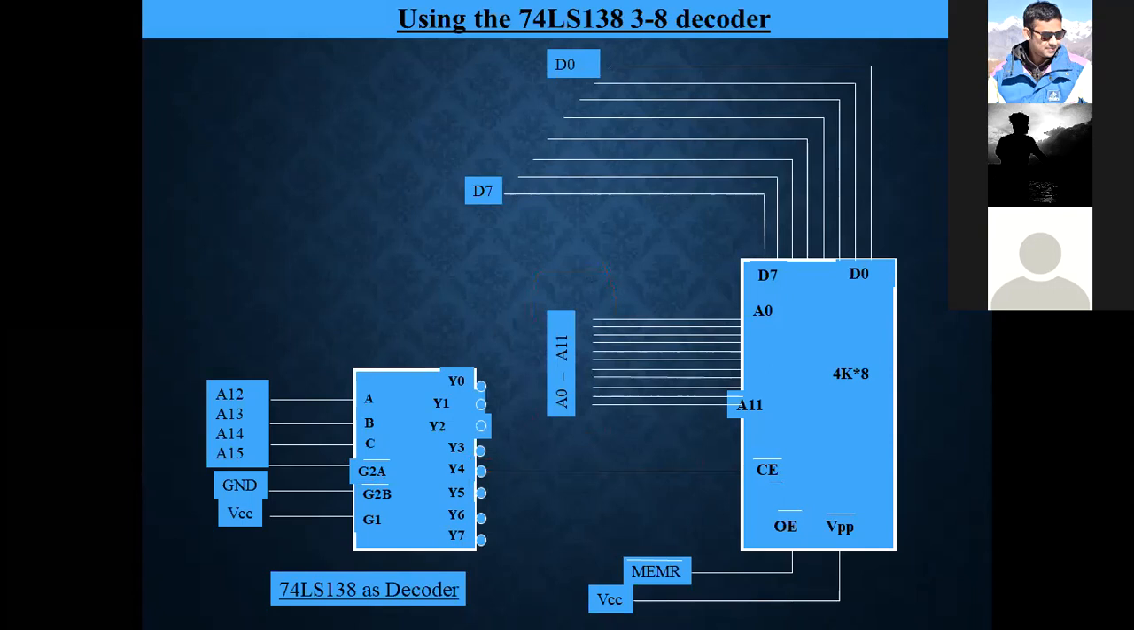Sir, repeat it. Which part? Address range, sir. Yes, the last one. Sir, can you please explain once more?